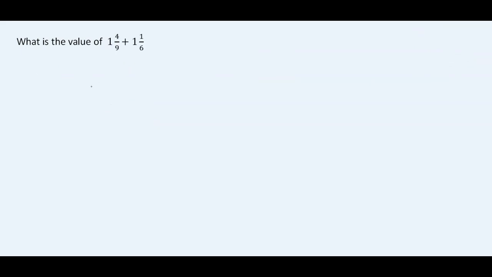Next question, we have 1 4 over 9 plus 1 1 over 6. 1 plus 1 is going to give us 2. And now we have 6 and 9. Let's go ahead and try to get the value of this. So we have 2 multiplied by 3. And here we have 3 squared.